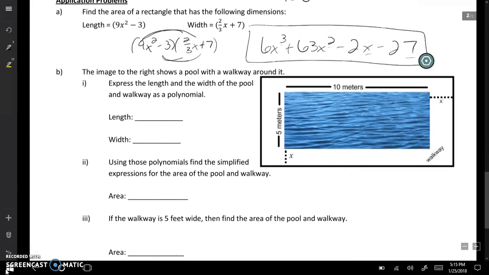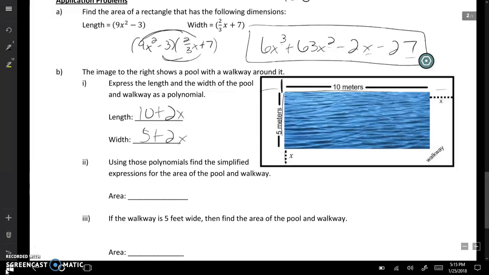Okay, now, right here's the pool. You might have to tell because yours is in black and white, but that is actually blue water. The length of the pool and the walkway, this is 10 and this is x and this is x. So that's actually 10 plus 2x. The width here is 5, this is x and this is x. And that's actually 5 plus 2x.